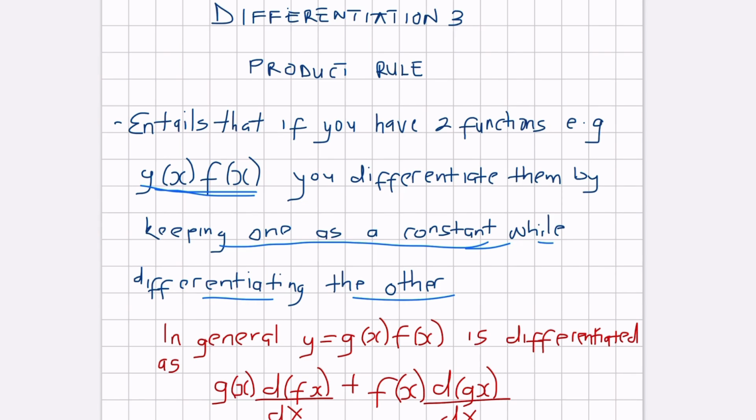So in general, when you have a function y is equal to g of x f of x, you differentiate this using the formula g of x. So we've kept the first function here as a constant. Then we differentiate f of x here. Plus, we now keep the second function, which is f of x, as a constant, and we differentiate g of x. So this is the formula that we use when using the product rule. Make sure that you understand this. So let's move now to the application part and see how this is used.